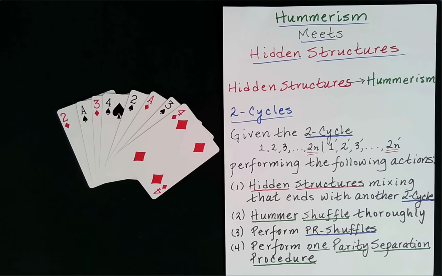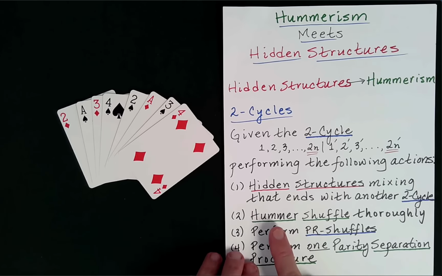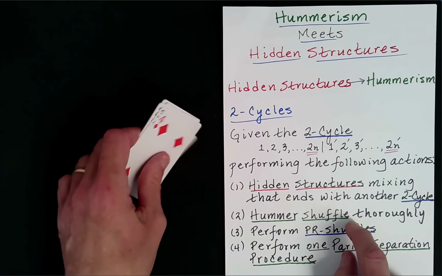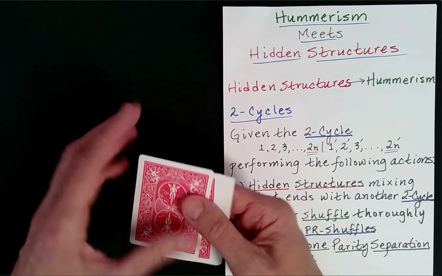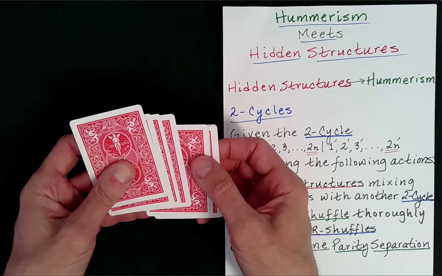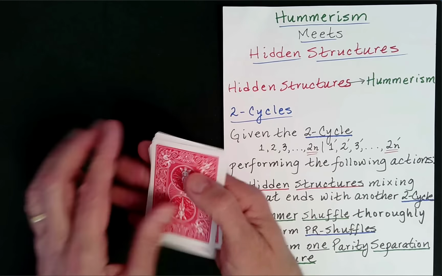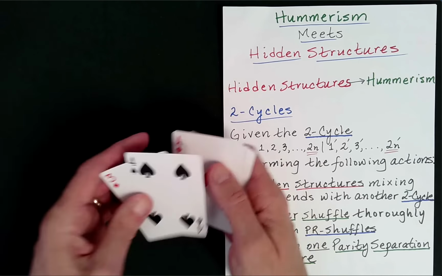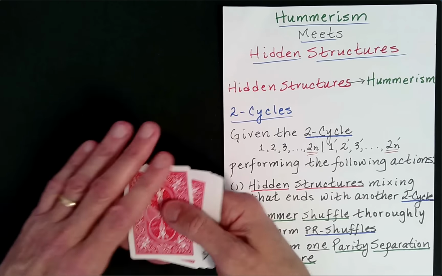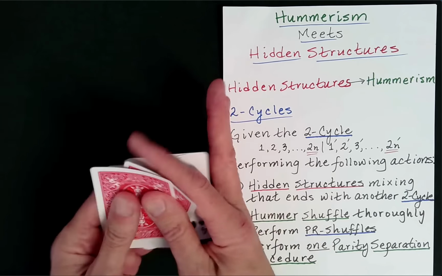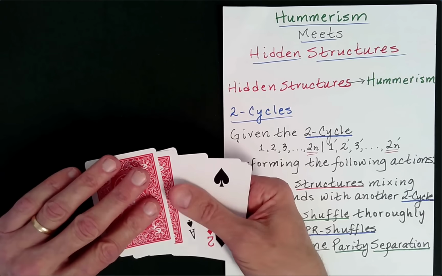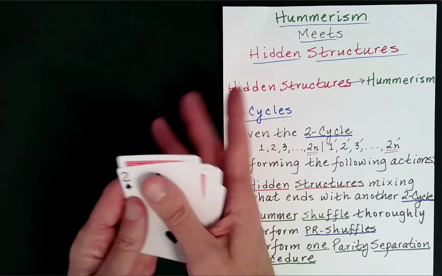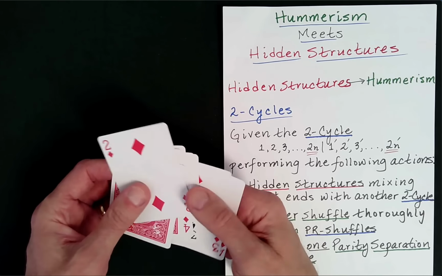Now perform a Hummer shuffle. If you remember, there are a number of ways to do that. If we just do the in-hand, it's random cut, flip 2, random cut, flip 2, random cut. I'm not doing a very good job. Flip 2, random cut. Maybe we'll flip 4 this time. If you remember, we can flip any even number.